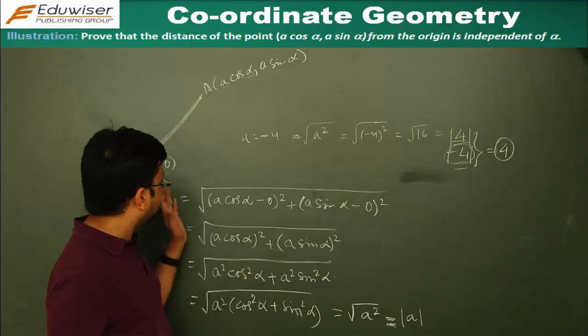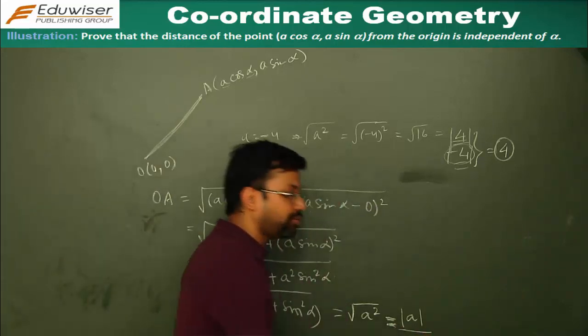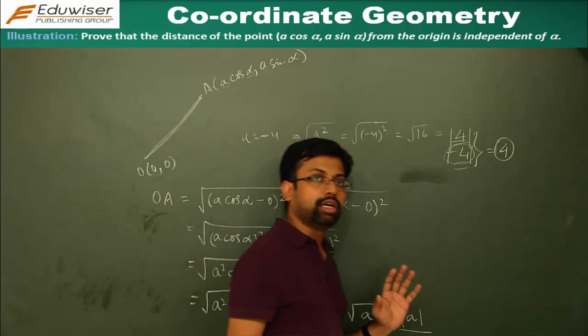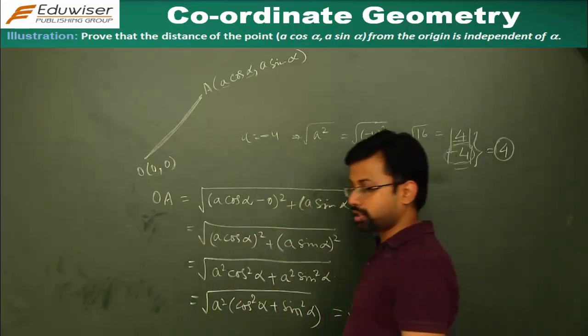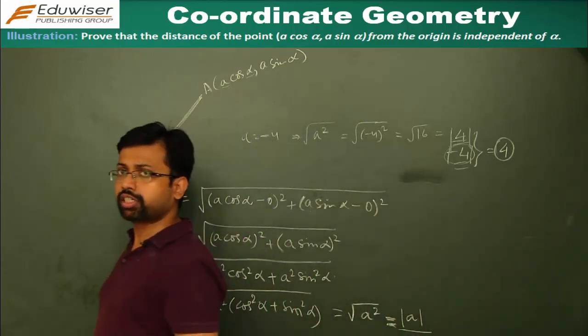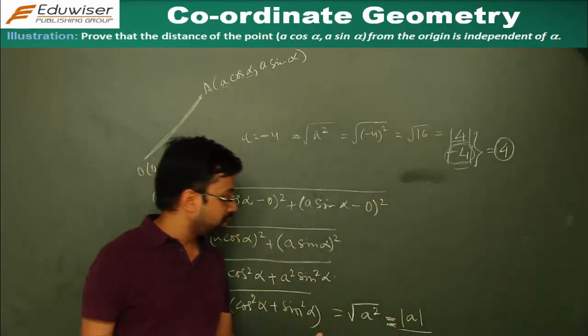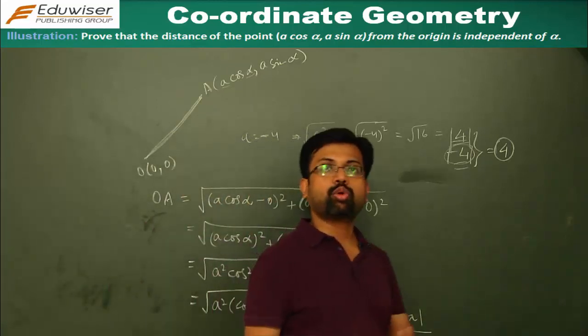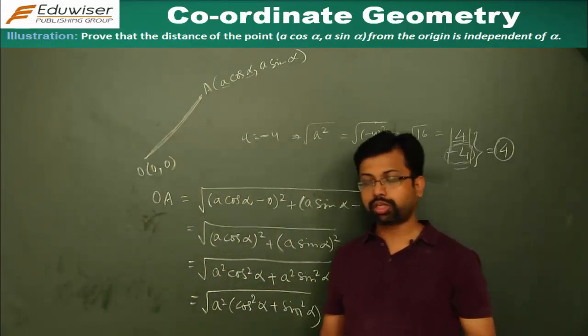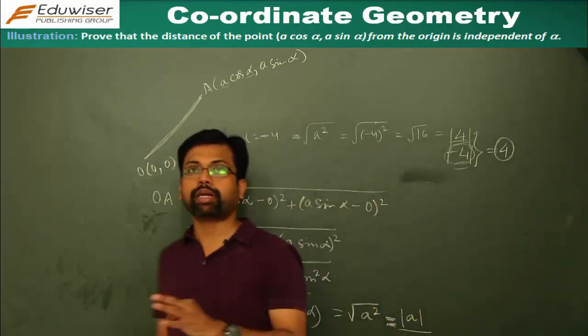And so, we get the value of OA as independent of alpha. There is no alpha factor here. So, whatever the value of alpha is, the value of OA is not going to change. If alpha is 0, if alpha is 60 degrees, if alpha is 45 degrees, it doesn't matter to the result, because there is no alpha in the distance. There is no alpha in the value of OA. Hence, whatever its value is, it is independent of alpha.